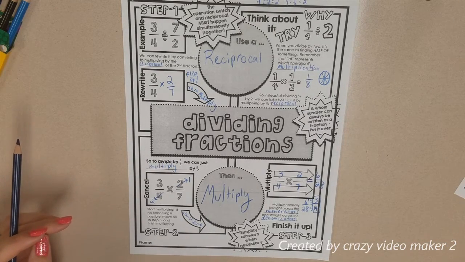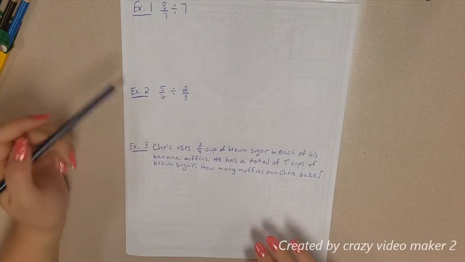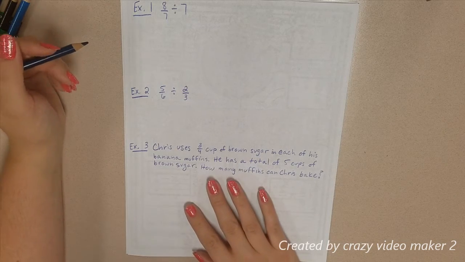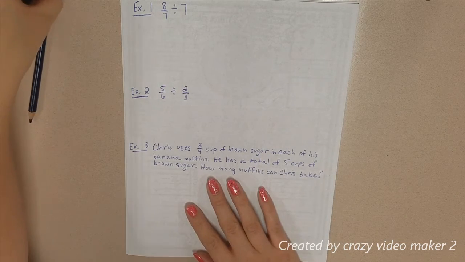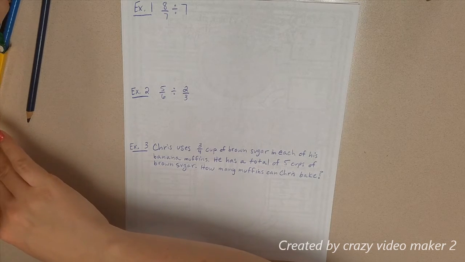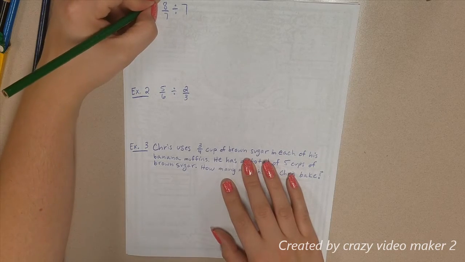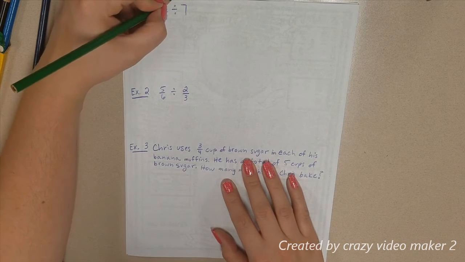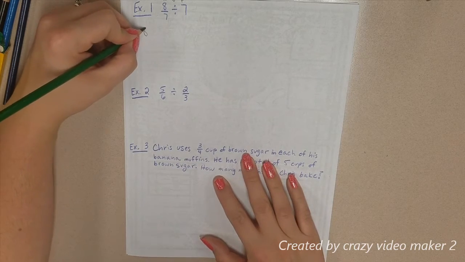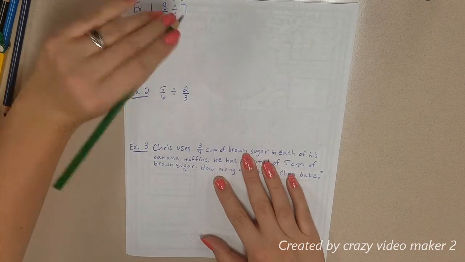So on the back of your paper, you're going to have these examples. Got them right here. Let's try example 1. We have 8/7 divided by 7. So our first step, I'll switch to a different color here. You keep your first fraction, so you can write keep, change, flip, so you can remember that. So keep your first one, 8/7, change division to multiplication, and then you flip.